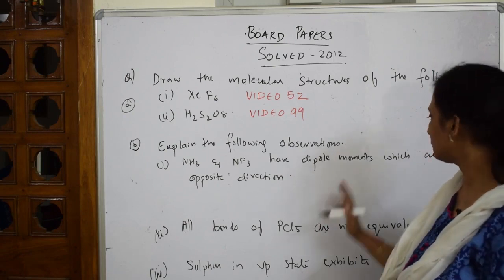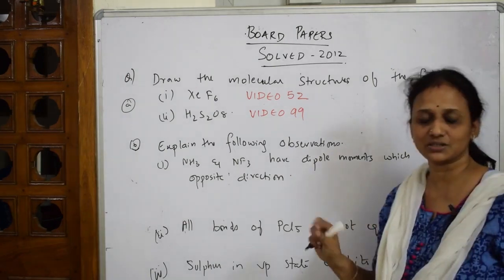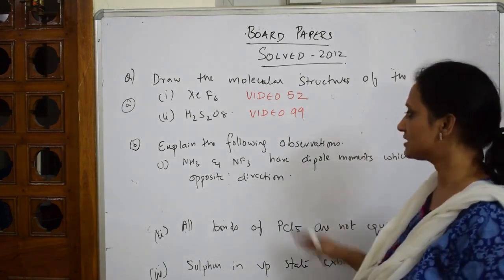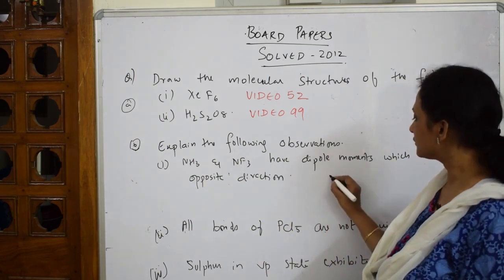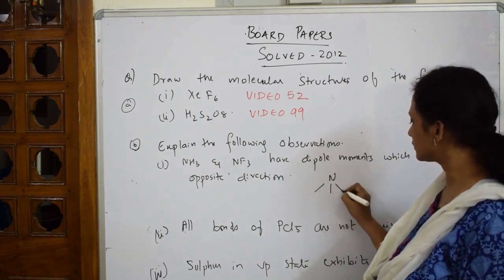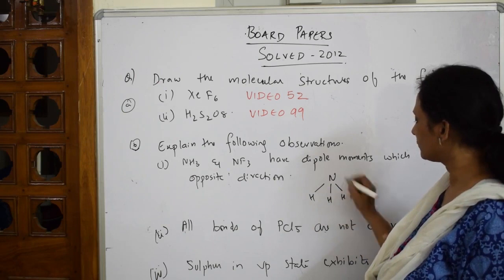Let's come back. Explain the following observations. NH3 and NF3 have dipole moments which are of opposite direction. A bit different question. It's easy to answer. Let's see. So they've given me NH3 and NF3. Okay, done. First, let us draw the structure. NH3. Lone pair is already there.